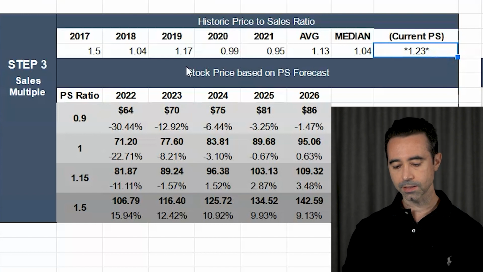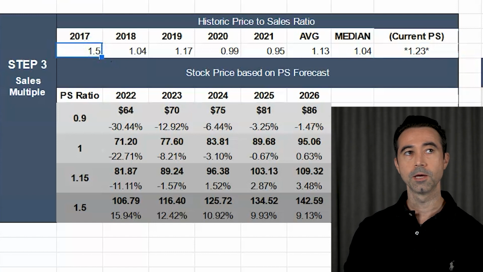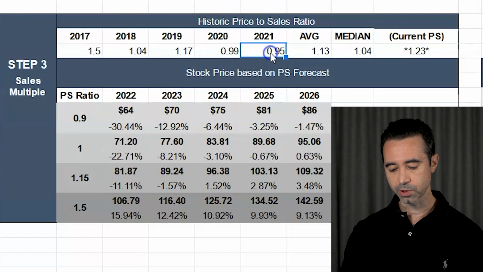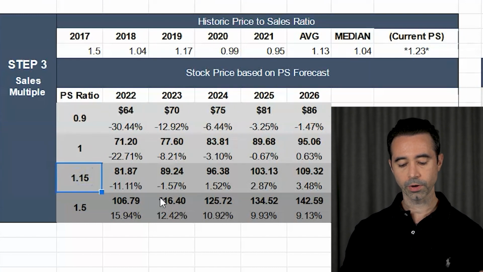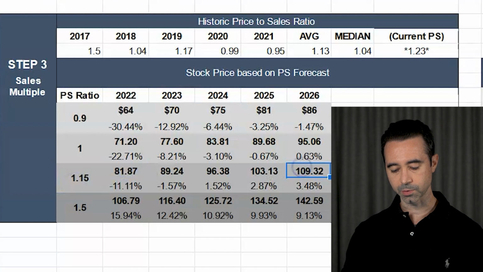What do we think about this? Well, do we think it's going to be a 1.5, more closer to what it was back in 2017 when things were better? Or do we think it's going to be closer to a 0.95? I'm going very conservative here. I'm going with a 1.15, so that's basically what it was in 2019. 1.15 gives me an $81 price target up to 109.